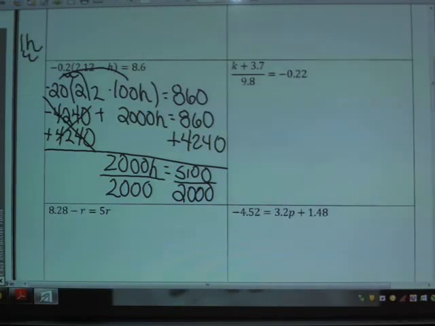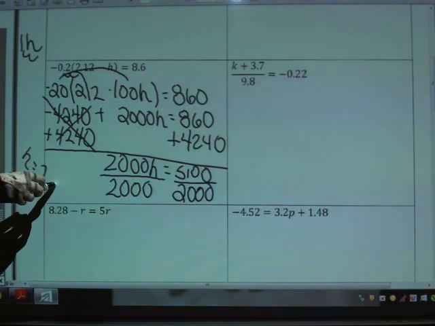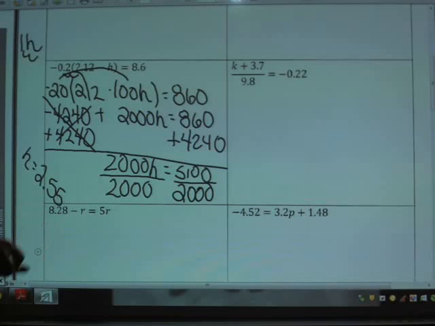5100 divided by 2000 is 2.55. And that's what h equals. And again, we can check that, plug it back in, do order of operations on the left side. Once I do all that, the left side should be the same thing as the right side.